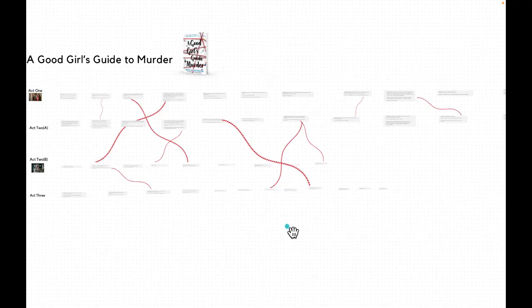So here we go. Here is our Good Girl's Guide to Murder board. It's actually an outline. A Good Girl's Guide to Murder was published in 2019. It then blew up on TikTok, and now it's a major TV show on Netflix.